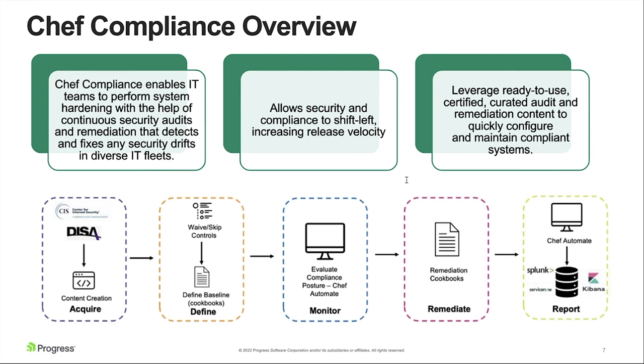And in the detect phase, users run audit controls on the target node, as I mentioned, like CentOS or MongoDB as a target node. So once the audit is complete, users can continuously monitor in Automate and view the audit results. Our compliance users can see which controls are passing and which controls are failing in our Automate dashboard.